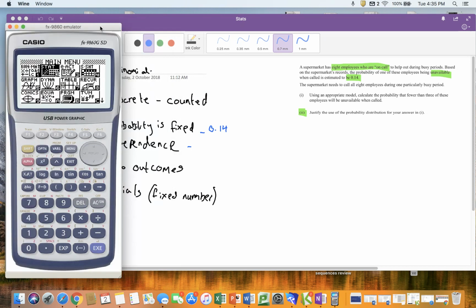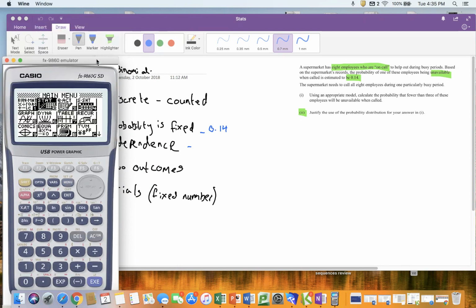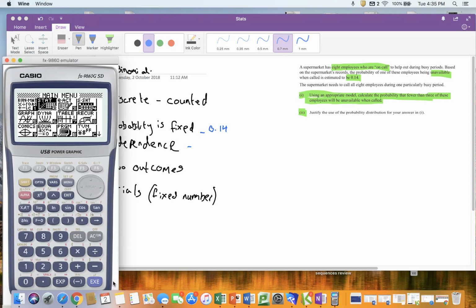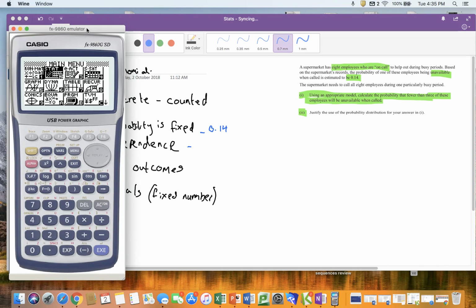So if I look at the question, we've done the first part, but we have to use an appropriate model, calculate the probability that fewer than 3 of these employees will be unavailable when called. So that's where we actually have to work out a probability. So I've got my trusty calculator, and that's going to help me.